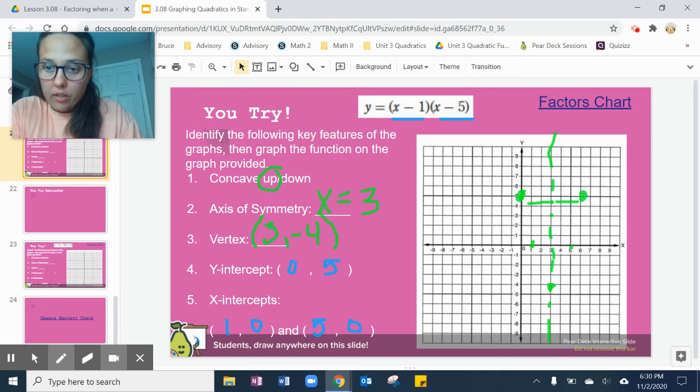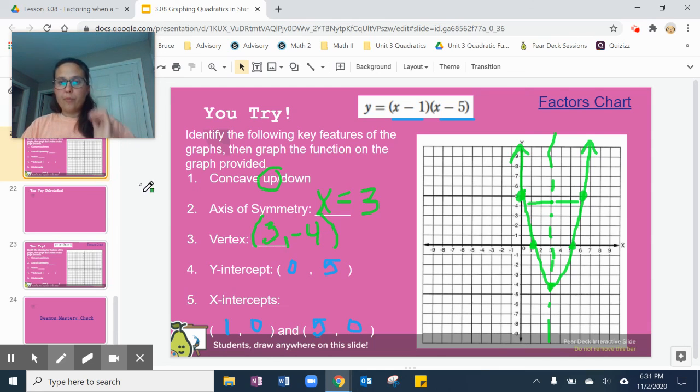And that's just something that you can use from reflections that you learned last year in 9th grade to sort of make sure the parabola looks nice and even. Gives you another point, connect them, and that is what your parabola should look like.